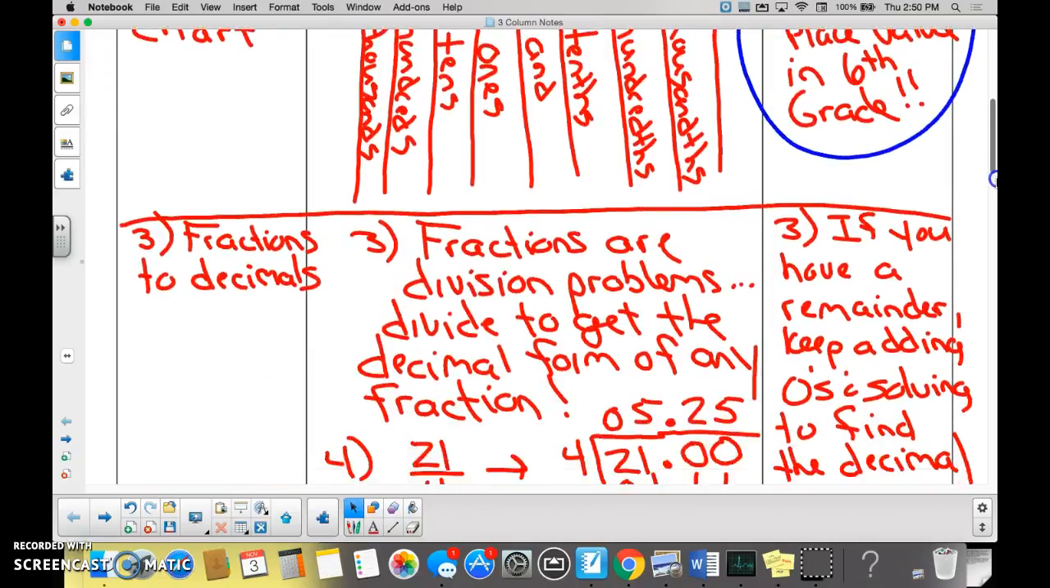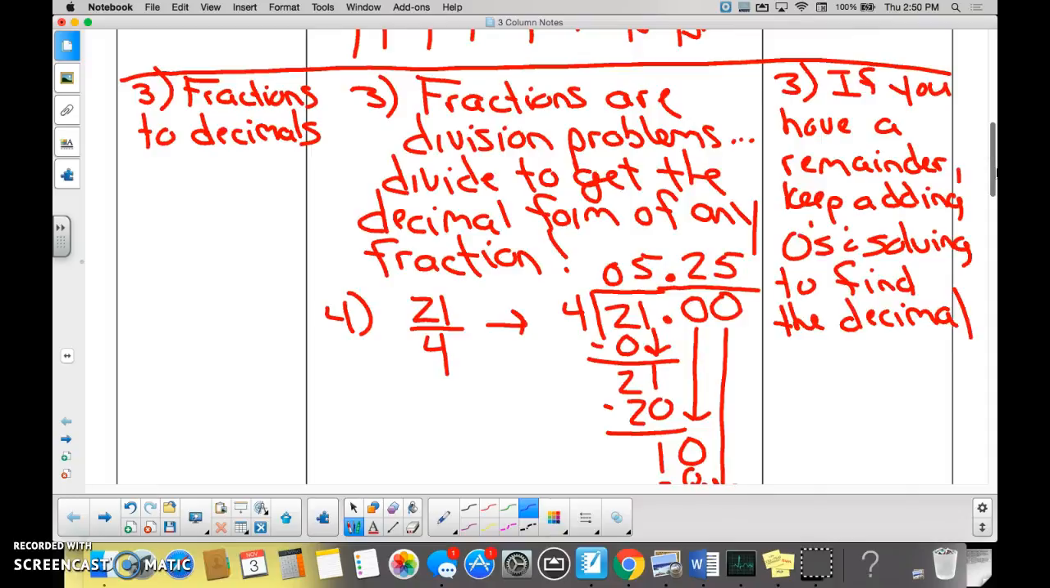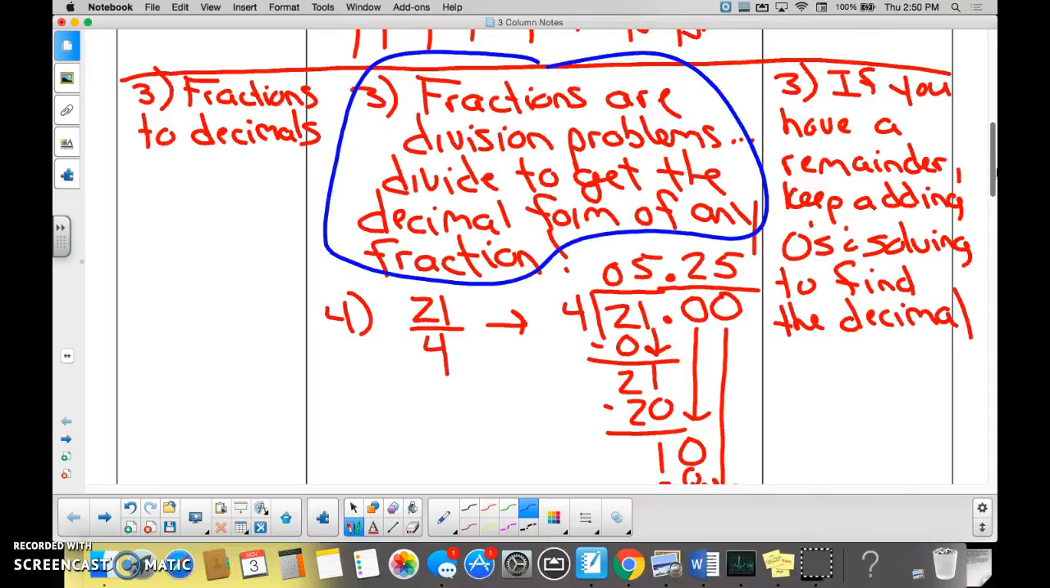Number 3, fractions to decimals. Here is your rule. You guys have done this many times already. Number 3 is your rule. Divide.